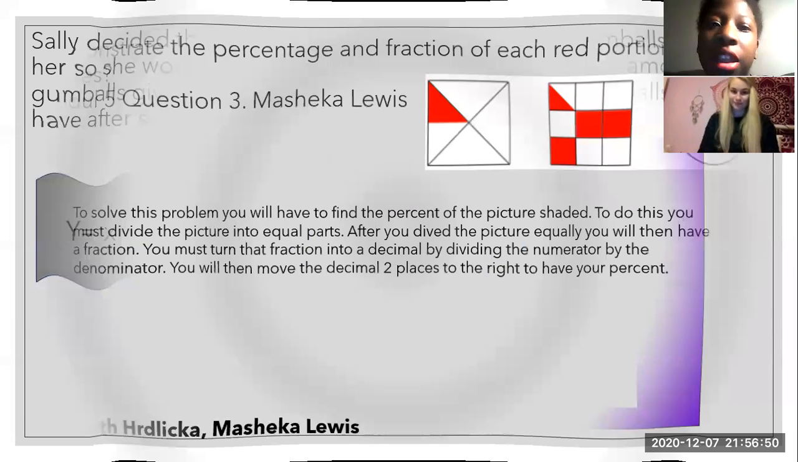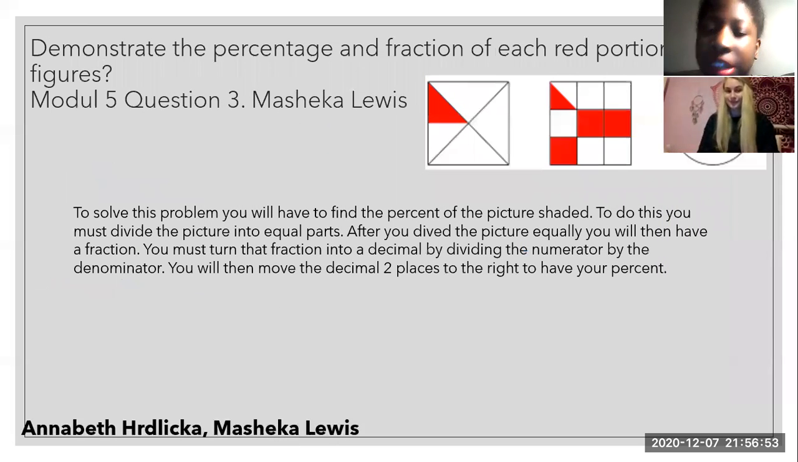Okay, so this one we have to demonstrate the percentage and fraction of each of the proportions of the figures. And these are our figures we have to go through.